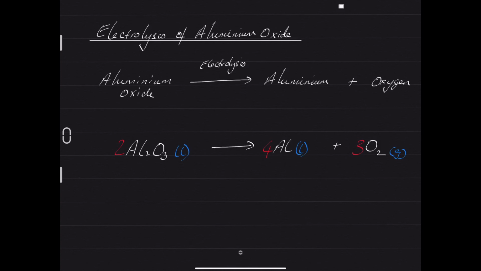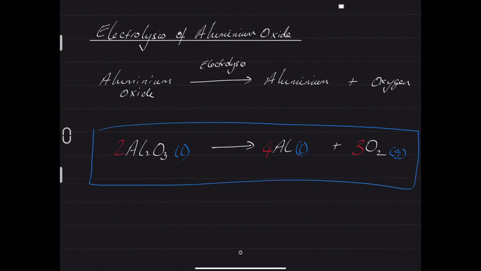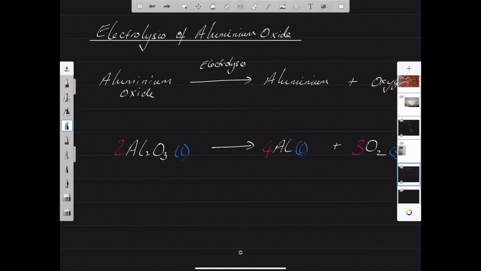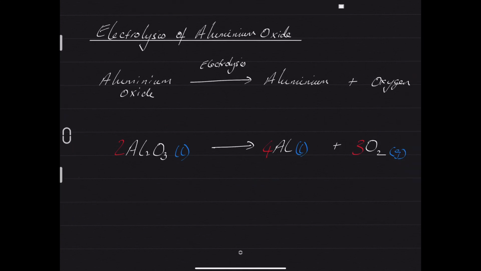So can you ensure that you take down this equation, that you have this equation fully in your books, in your notebooks? We're going to now look at specifically what is happening at each electrode. So we have a negative electrode and a positive electrode.